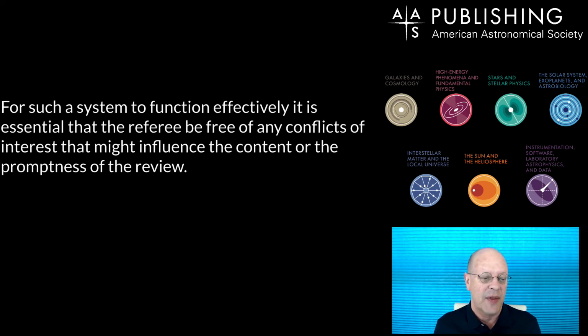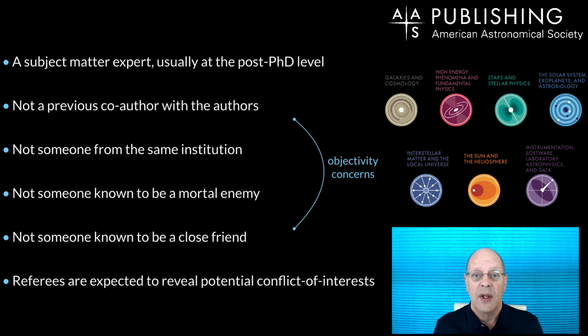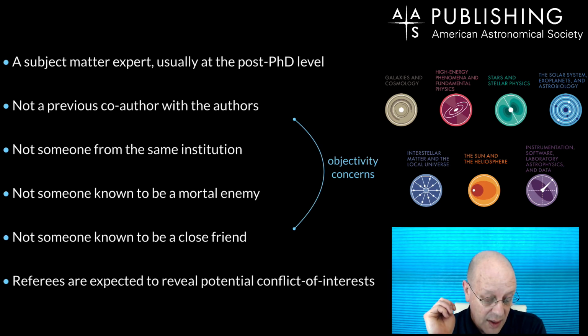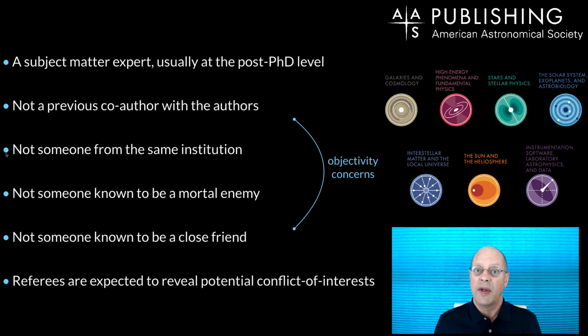And so examples of things that are conflicts of interest, and these are things that the scientific editor usually considers up front before selecting the referee. But as we'll talk about, that knowledge is incomplete, and it's really on the responsibility of the referee to disclose any conflicts of interest. So one of those is to be a subject matter expert, usually at the post-PhD level. So if you don't feel you're an expert in the topic, you should say so, because that would be a conflict of interest to be reviewing a paper where you're not really an expert up on the field, okay?